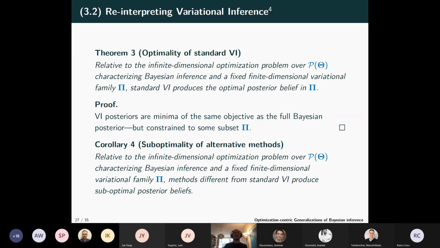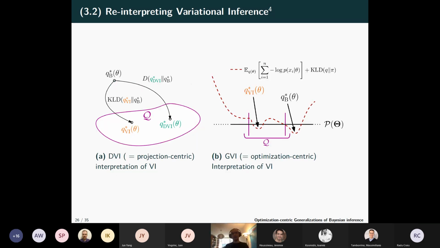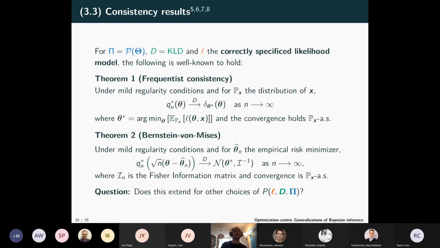Yes, and with that in place, you can actually show that if what you care about really is the objective of the Bayesian posterior, then using any of these projective methods over the same set Q is always going to be suboptimal in the standard optimization sense. Though that's not necessarily something that is meaningful for practice. So I think I'll skip this part as well.